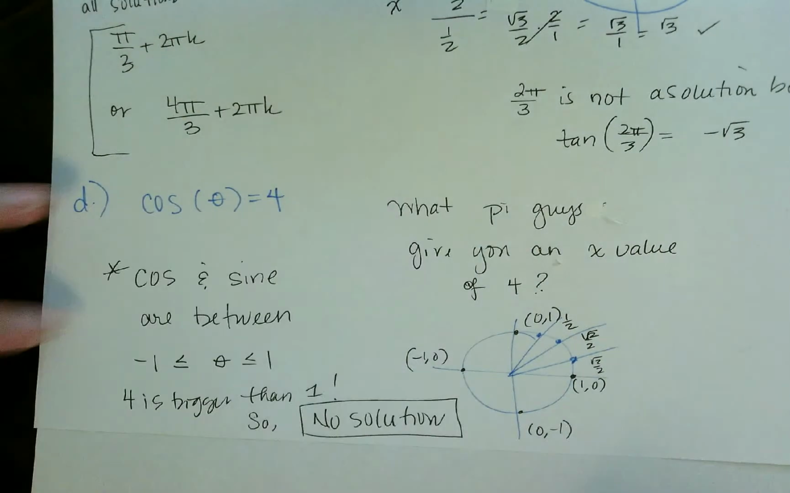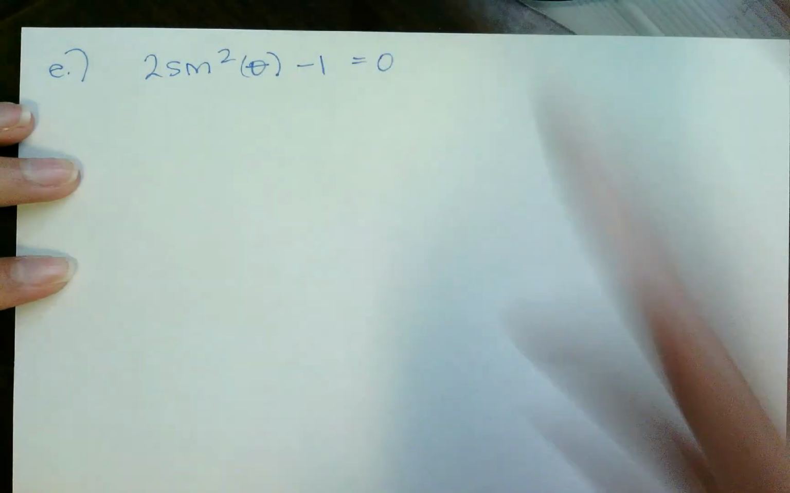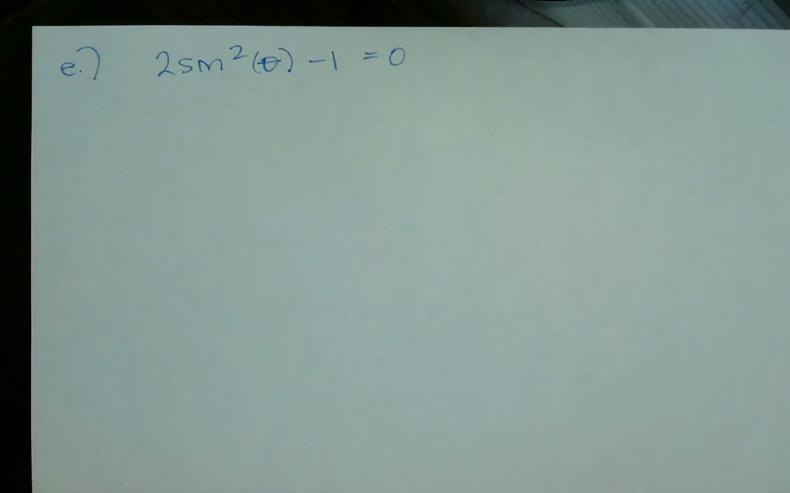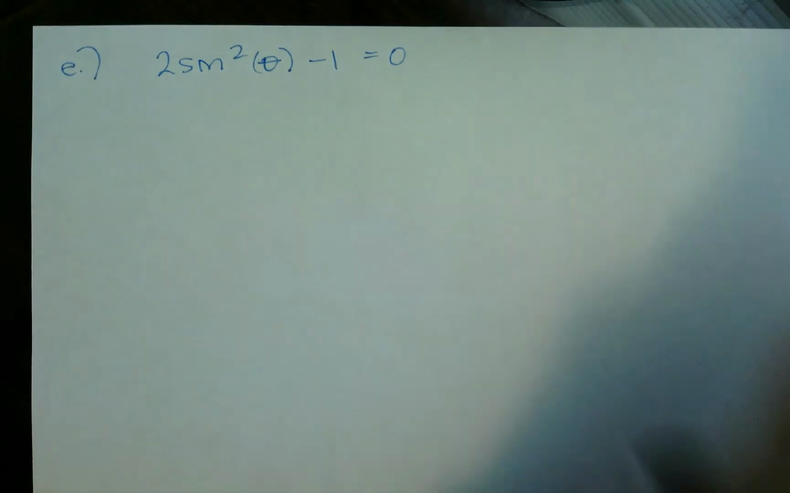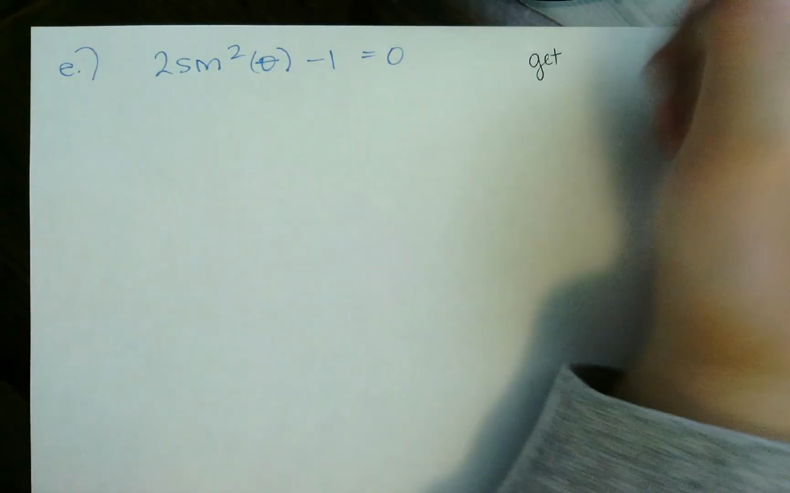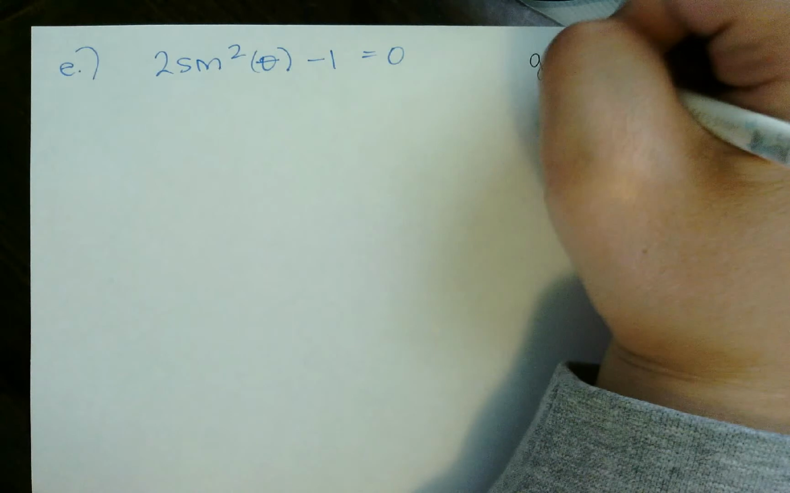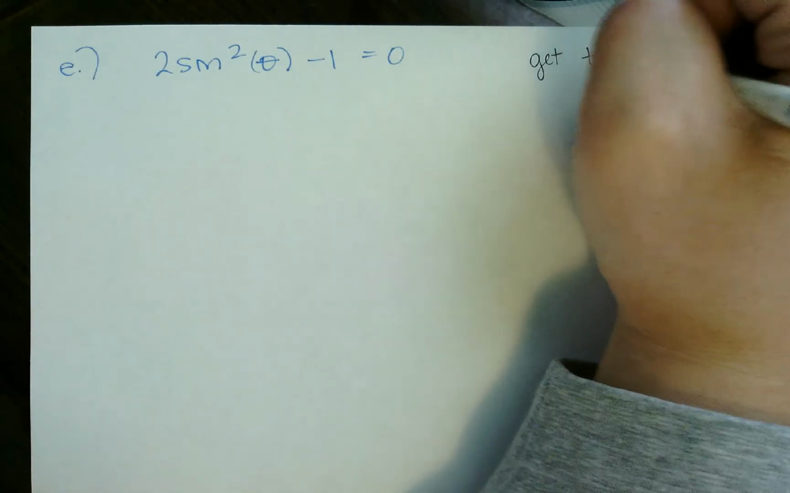Alright. Let's get a little fancier. Here's D: 2 sine squared theta minus 1 equals 0. Alright, so get the trig function by itself. Okay. Alright, so I'm going to add 1 to both sides.